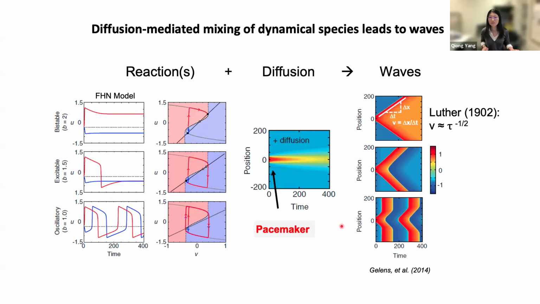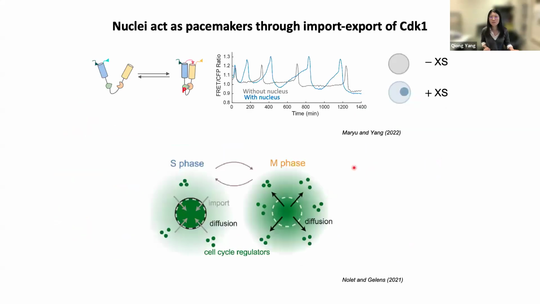What I want to highlight here is that it's important to have a pacemaker in space, where the pacemaker is defined as somewhere in space where the activity happens earlier than the rest. Therefore, through reaction and diffusion, a wave can propagate outward. In our Xenopus system, we think that nuclei can behave as a pacemaker. As I showed you from the previous droplet experiments, when you put nuclei in the system, active CDK1 translocates into the nuclei. That effectively increases the activity inside the nuclei and promotes an earlier mitotic entry, which in turn triggers the wave outward.